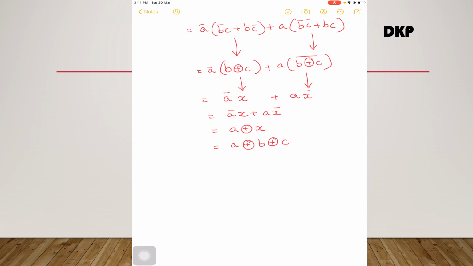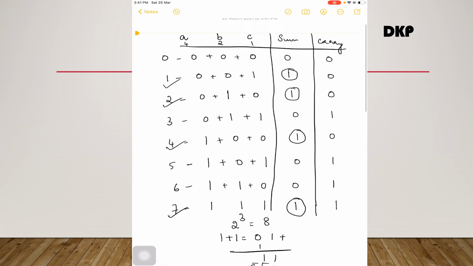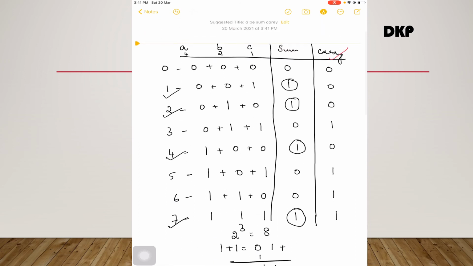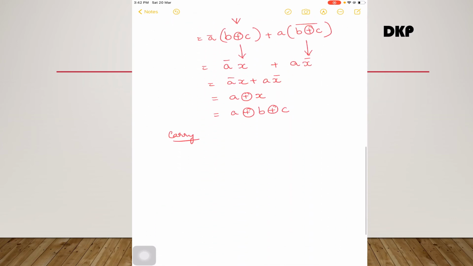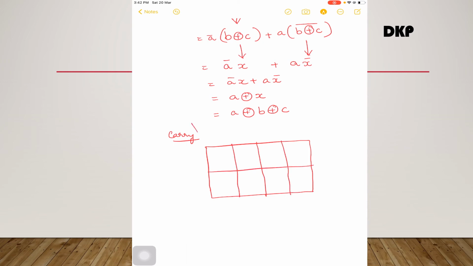Similarly, you have to find the simplified Boolean expression for carry. For carry, the output for 3, 5, 6 and 7 is 1. So place ones for these cells in the K-map. Let us plot the K-map for carry here. The K-map consists of 8 cells since 3 variables are there.